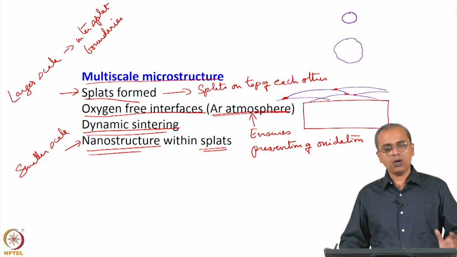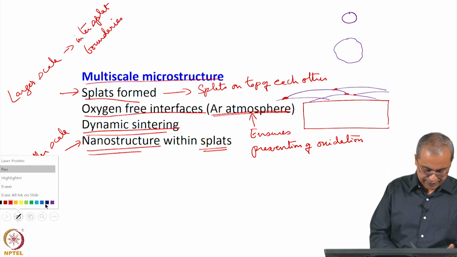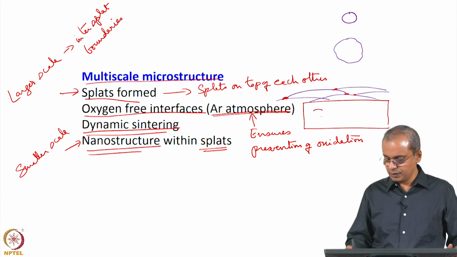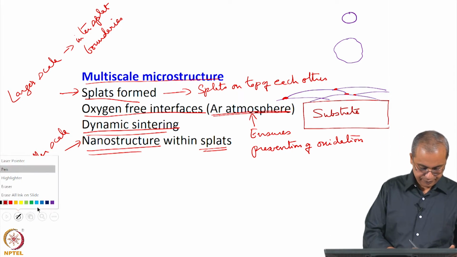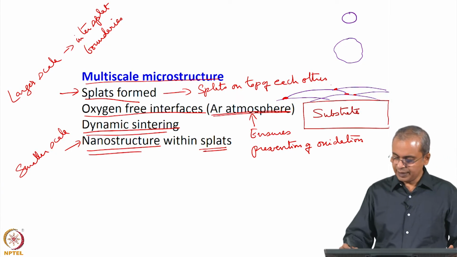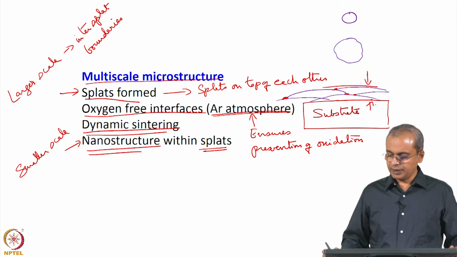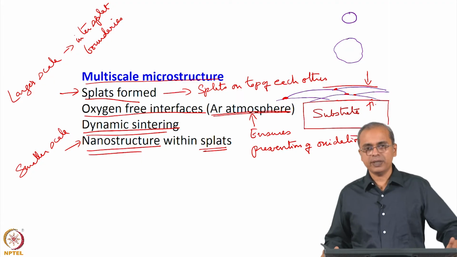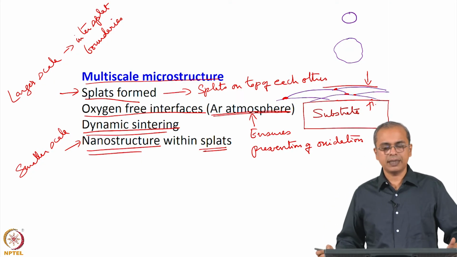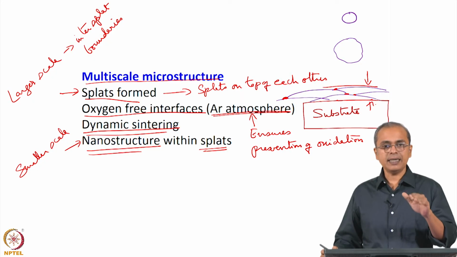So, we have now got a substrate here. This is the substrate that we had, and on top of this you have got a layer, this layer here which is of this thickness. So, that is the layer that you have got. That layer has splat structure, it has intersplat boundaries which are oxide free, continuous without any porosity, and it has a nanostructure.